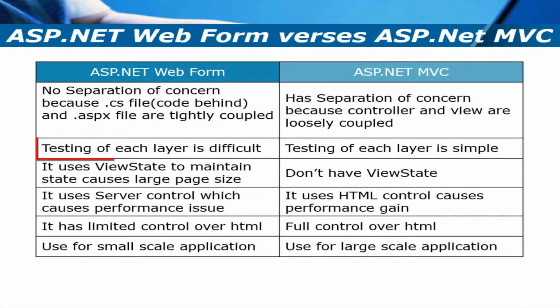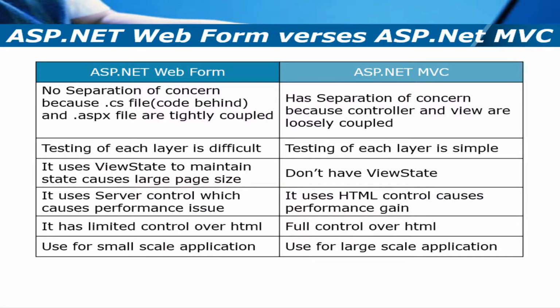Second difference is testability. In Web Form, it's difficult to test each layer because there is no SOC. In MVC, testing is much simpler as it supports SOC. Then the third difference is that Web Form has a concept called view state, which maintains the state of the data between postbacks. It stores this data at the client side with a large size, so it affects performance. But in MVC, there is no concept of view state.